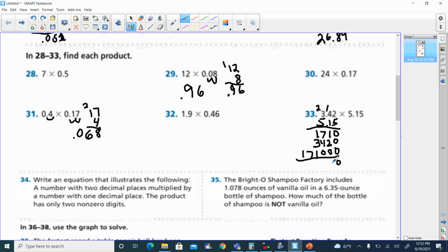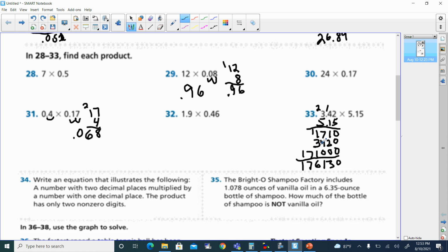1 plus 2 is 3. 7 plus 4, that's 11. So I'll put 1 and carry the 1. 1 plus 3 is 4. Plus 1 is 5. Plus 1 is 6. So I'll put a 6 down here. And this will be 17.